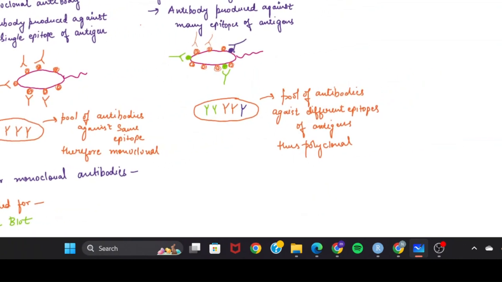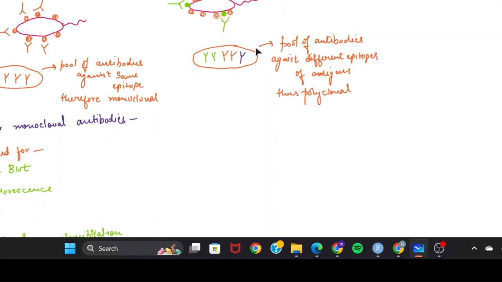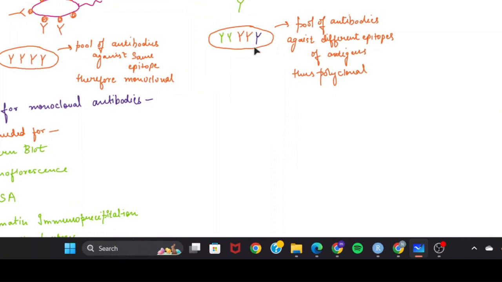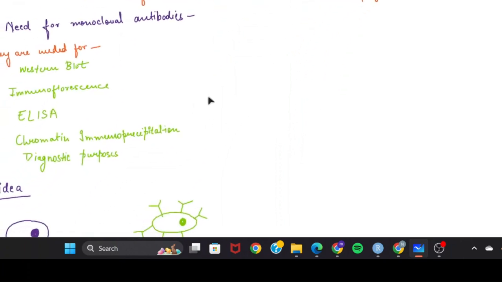On the other hand, if we see here, antibodies which are produced against many epitopes of antigen, they are called polyclonal antibodies. Now here we can see that these antigens have various epitopes against which the antibodies are produced. So in this case, we are having a pool of antibodies against different epitopes of antigens, and thus it is polyclonal. Now, what is the need of this monoclonal antibodies?